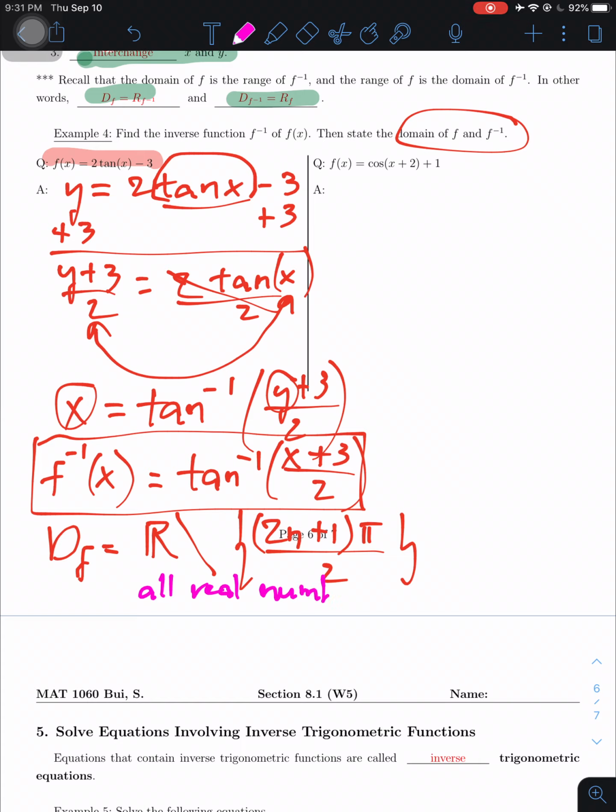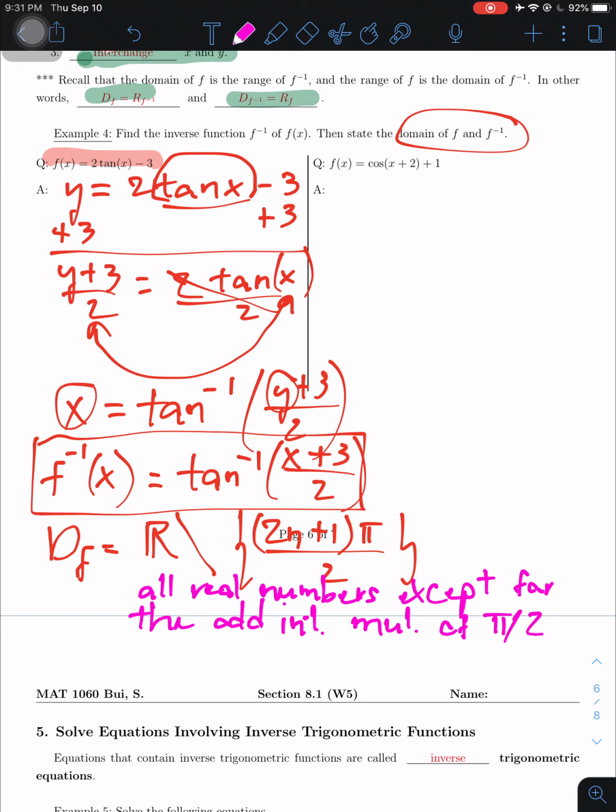Numbers except for the odd integer multiples of pi over 2, or 90 degrees. Okay, so this is for the domain, and as for the range, here, let me put it up here.